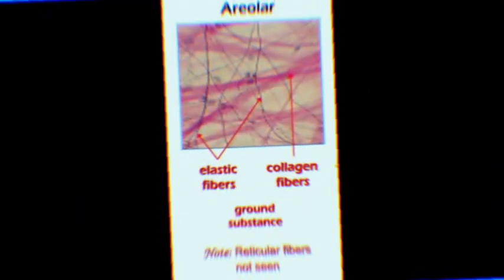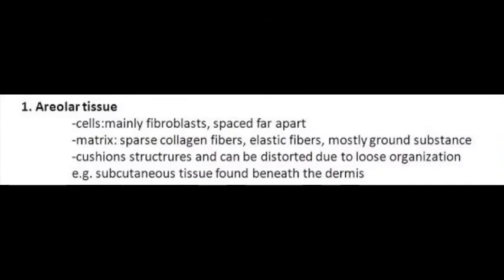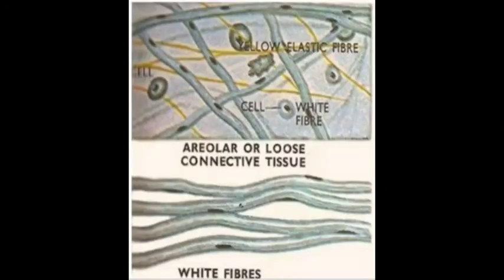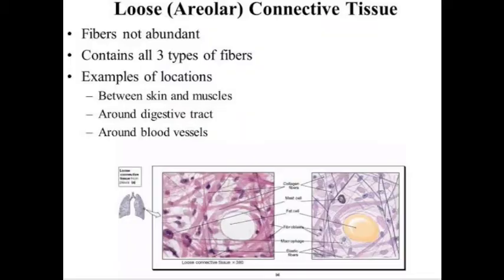Next, areolar connective tissue. It is found between the skin and muscles, around blood vessels and nerves, in the bone marrow. It fills the space inside the organs, supports internal organs and helps in the repair of tissues.